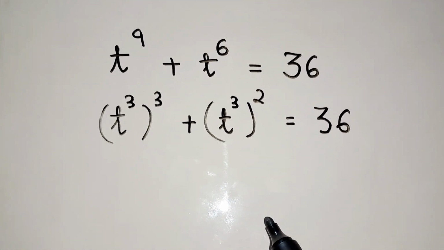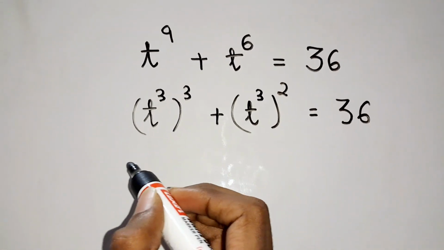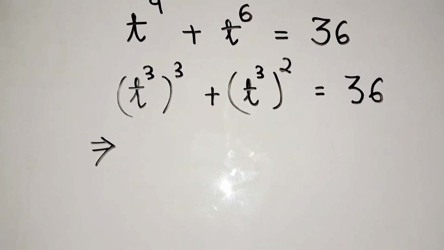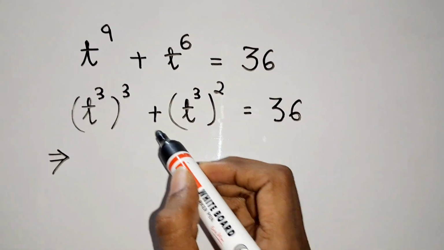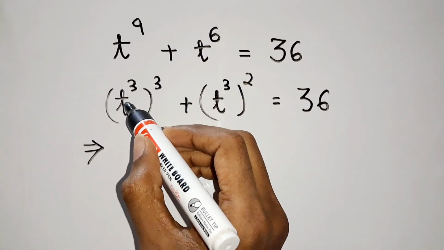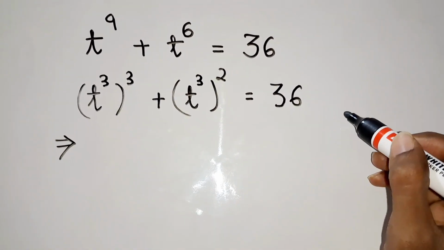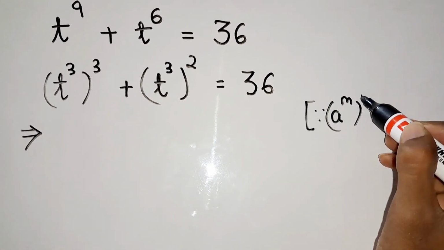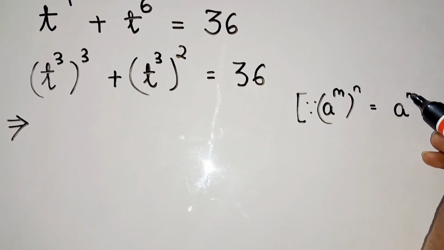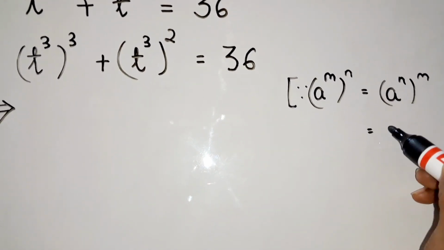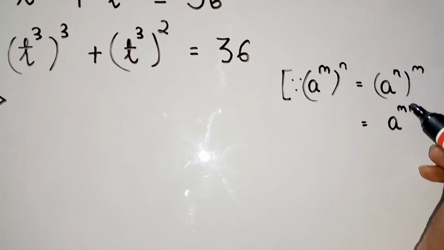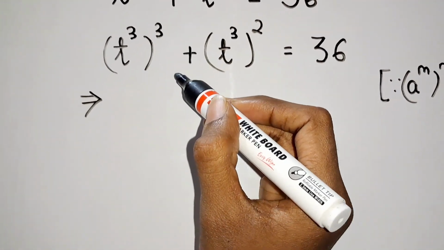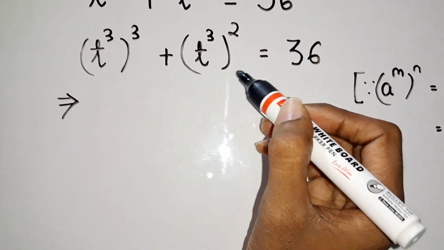Now, once again, these are the properties of indices. We can write that (a to the power m) whole to the power n, this we already know, still I'm writing here, can be written as (a to the power n) whole to the power m, and both answers are a to the power mn. So that is why we are able to write (t to the power 3) whole to the power 3 plus (t to the power 3) whole to the power 2 equals 36.